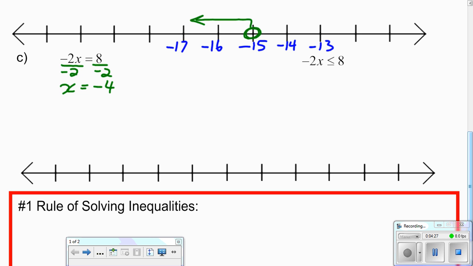Now when we do the inequality, we're going to divide by negative 2. So x is less than or equal to negative 4. So put my boundary point at negative 4.